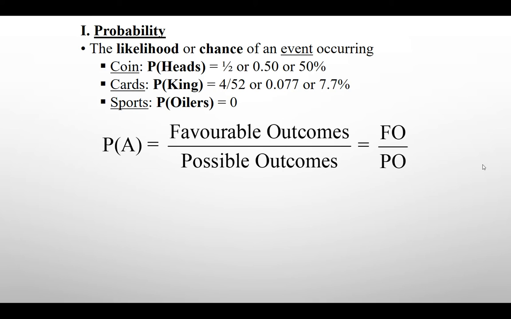We're going to abbreviate this, though, because when we get into the work in a moment, I'm going to expect that you write down the equation to start off with. Although instead of writing down the entire words favorable outcomes or possible outcomes, we'll just abbreviate it as FO for favorable outcomes and PO for possible outcomes.